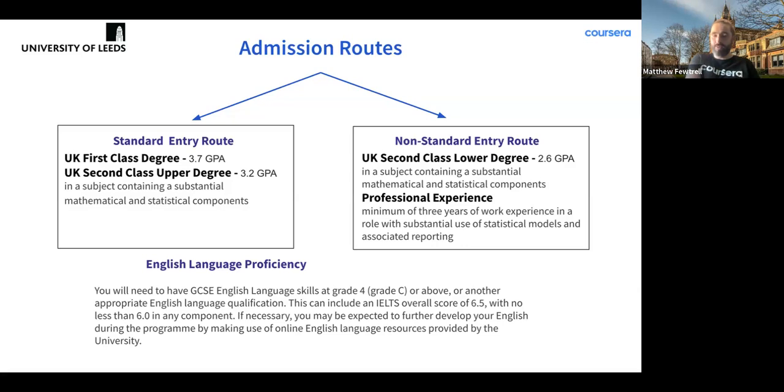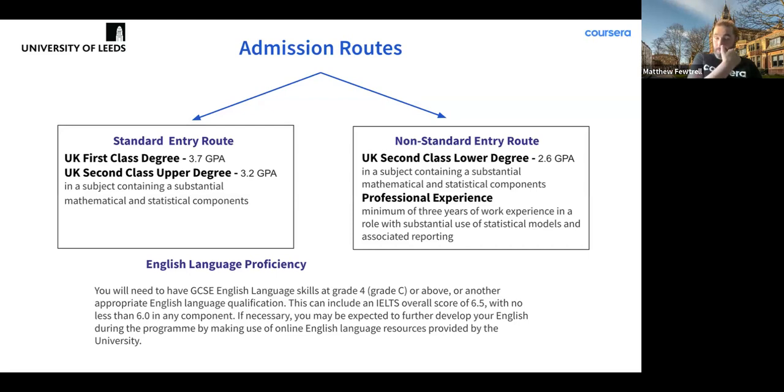But the one key thing we are looking for is a high level of maths, because this is a data science with statistics course. So we do need to know you have the underpinning to be able to carry on with the workload. For more information on what maths we would be looking at, please do look at the website or book in some time with myself, and I can talk you through further what we would be looking for.